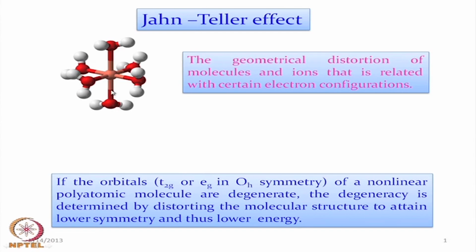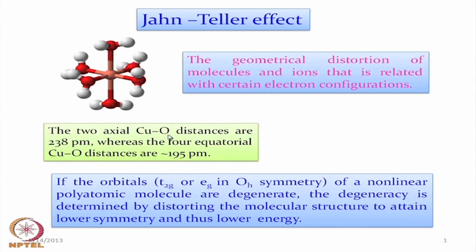The molecular structure of this system tells us that along the z axis we have two longer copper-oxygen bonds compared to the equatorial 4 copper-oxygen bonds. Therefore, the two axial copper-oxygen distances are 2.38 angstrom, comparatively longer than the 4 equatorial ones. These 4 equatorial copper-oxygen distances are in the range of 1.95 angstrom. Therefore, we have a tetragonally elongated situation due to unequal occupancy of the eg level. So, we have 2 electrons in one level and 1 electron in the other level. That is why it gives rise to the elongated situation.